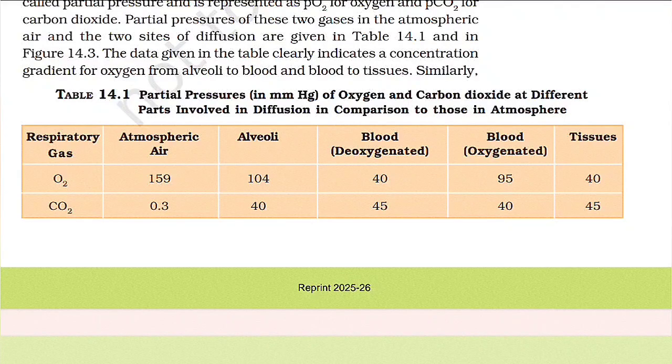And in tissues, the partial pressure of carbon dioxide is 45. In oxygenated blood, partial pressure of carbon dioxide is 40. In deoxygenated blood, partial pressure of carbon dioxide is 45. In alveoli, partial pressure of carbon dioxide is 40. And in atmospheric air, partial pressure of carbon dioxide is 0.3.